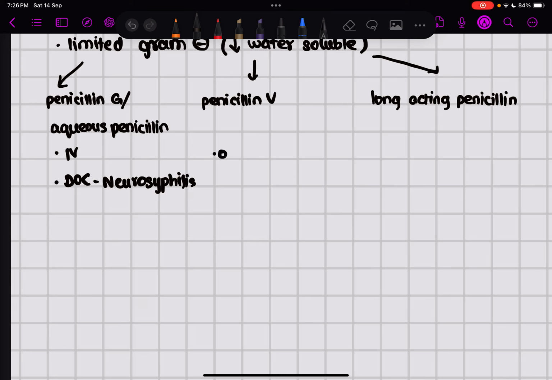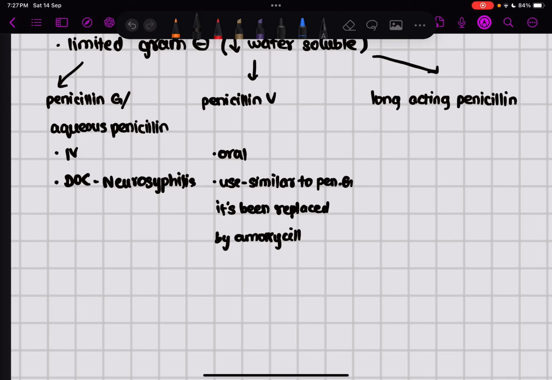Penicillin V is oral and it is not much use nowadays. Its use is similar to penicillin G. The thing is that it has been replaced by amoxicillin and ampicillin.